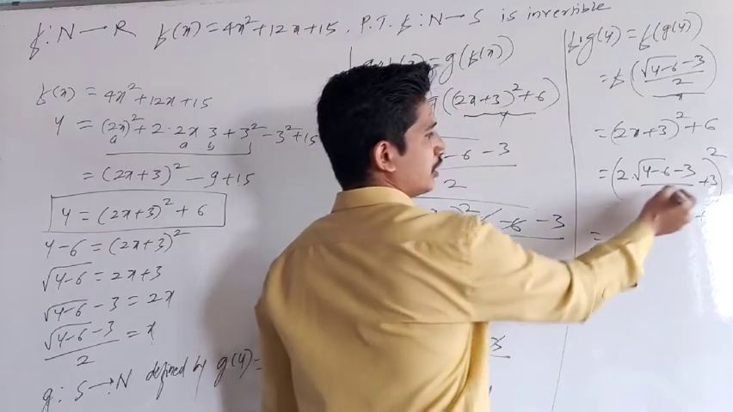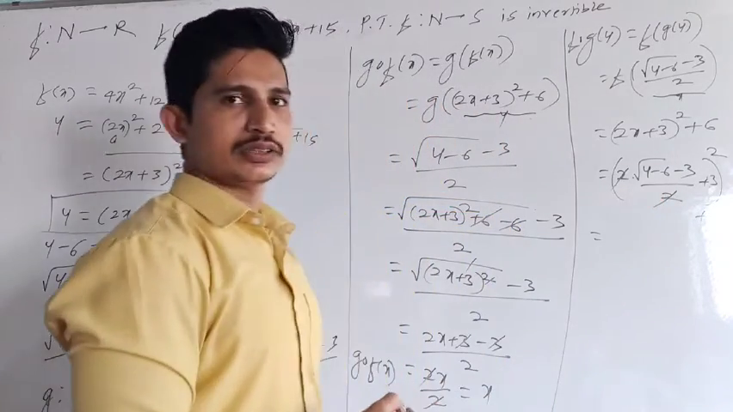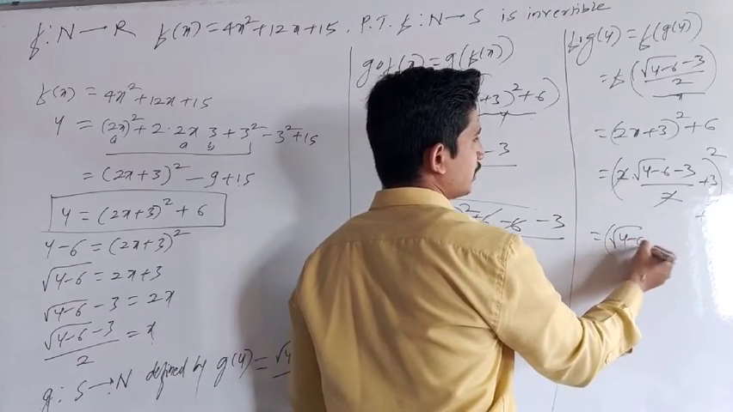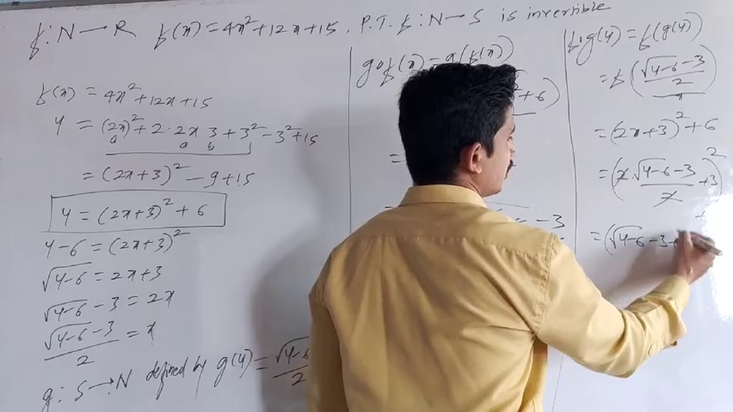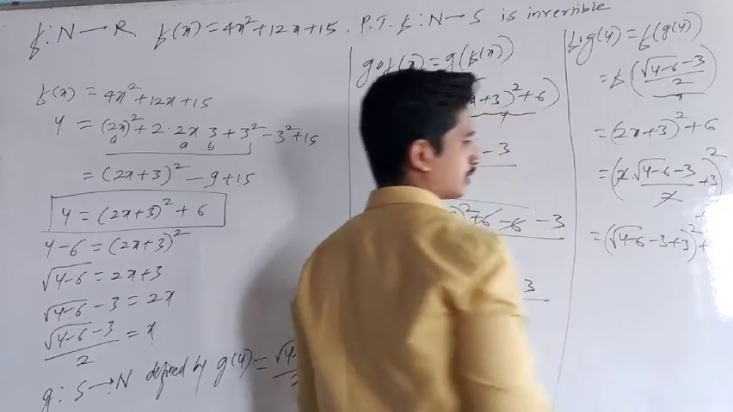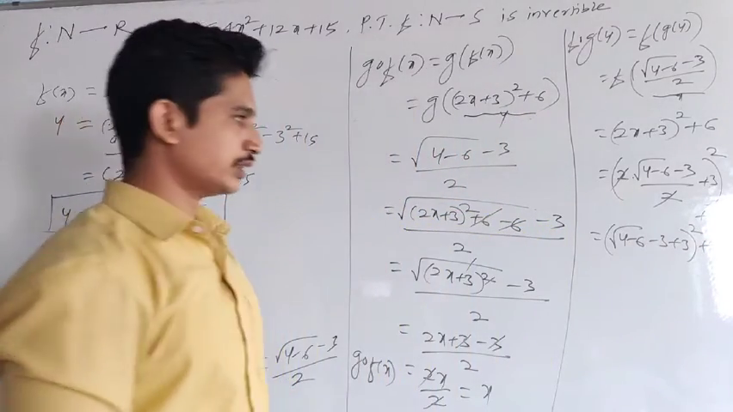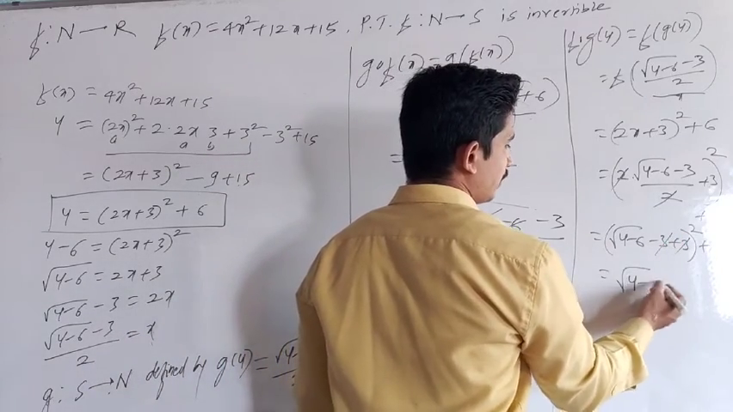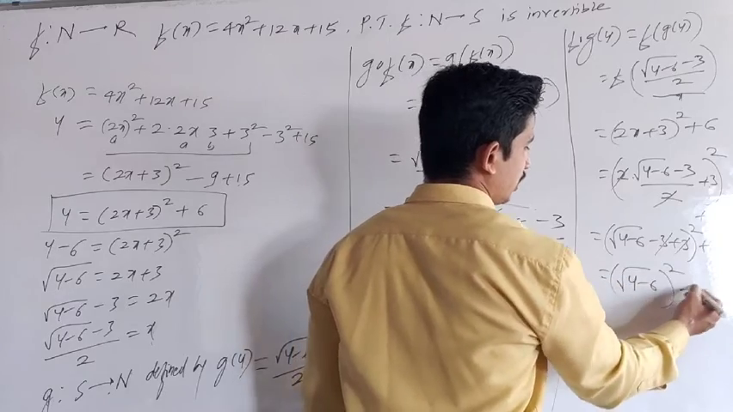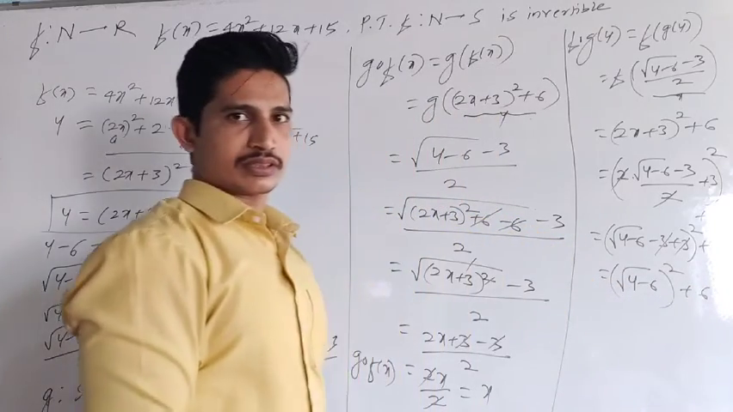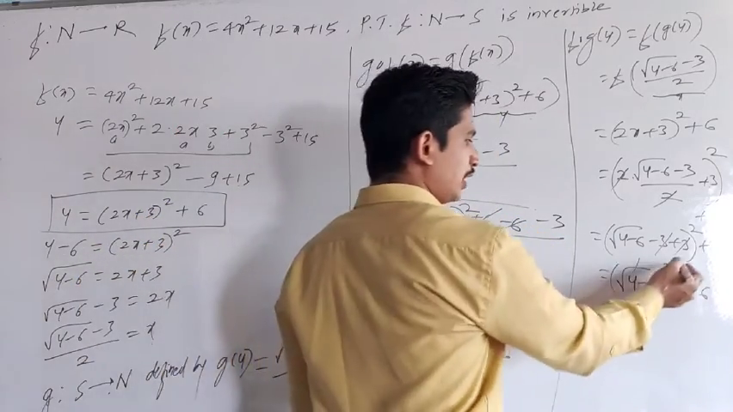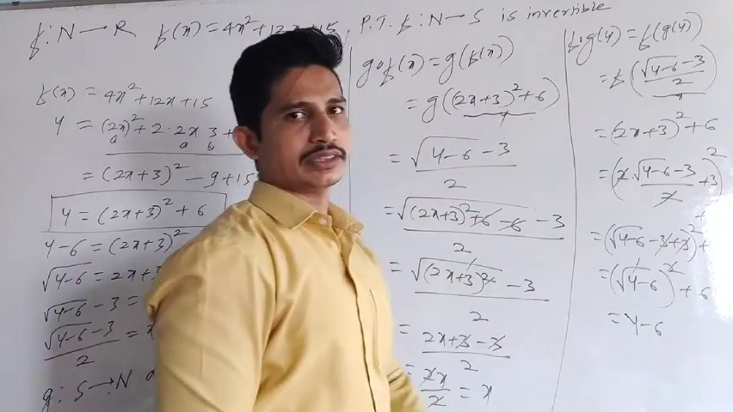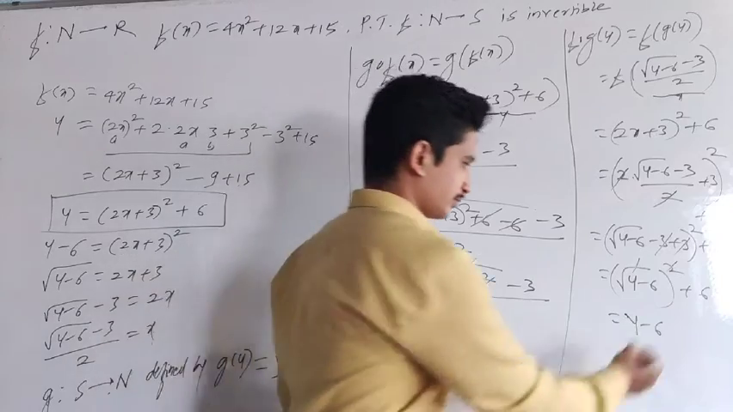Now see here, this 2 and this 2 will get cancelled. What's left in the bracket? Root of y minus 6 minus 3 plus 3, square, plus 6. Here plus 3 minus 3 will cancel, leaving root of y minus 6, square, plus 6. Square and root cancel again, so y minus 6 is left.